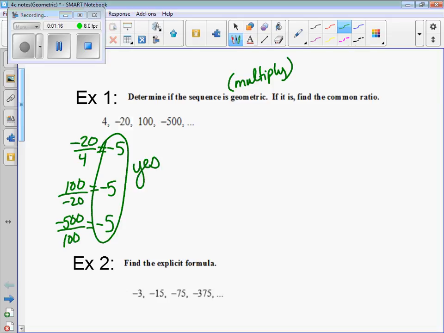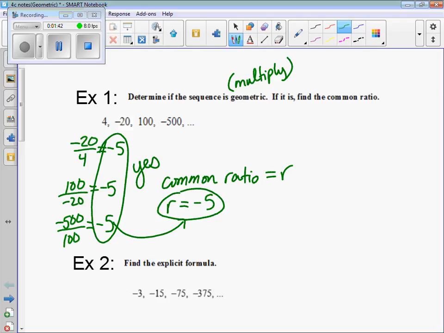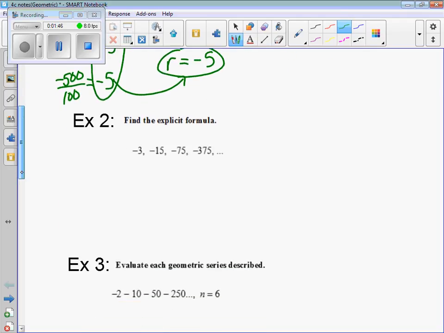Find its common ratio. Now, before it was common difference. Now it is common ratio. So the common ratio, we write it with just an R. And in this case, the R is negative 5 from here. So that's the common ratio. So that's example 1.